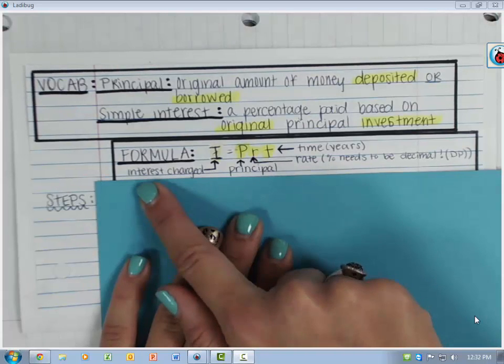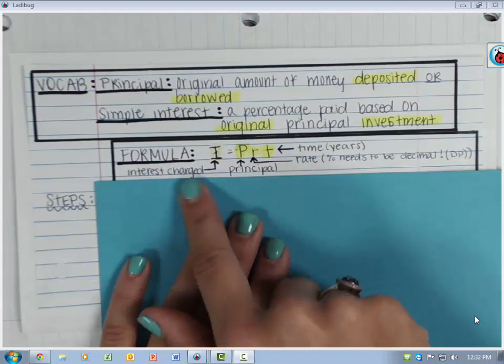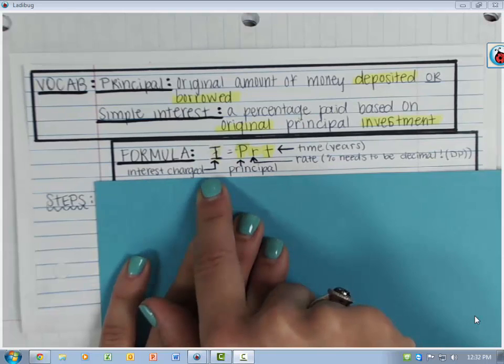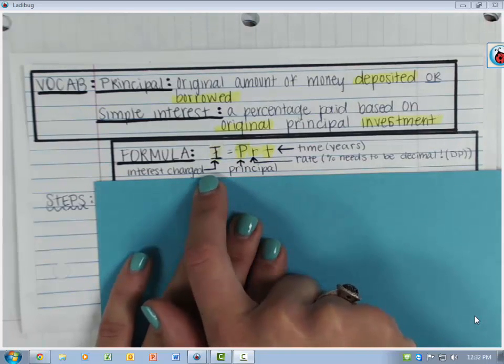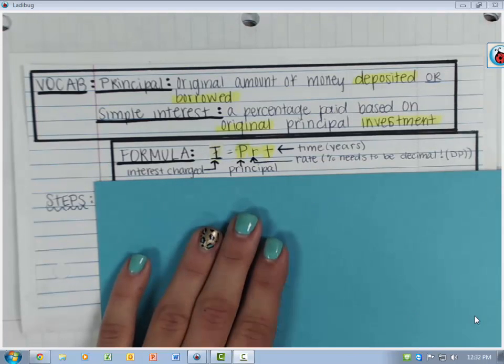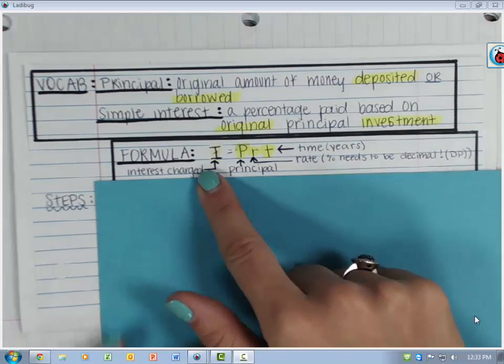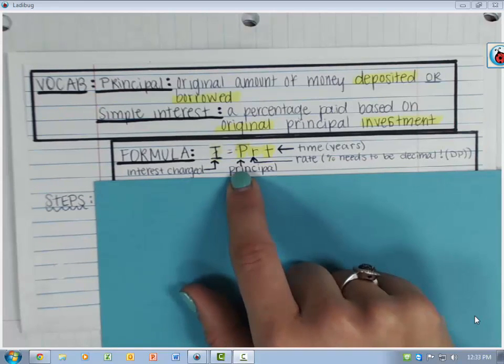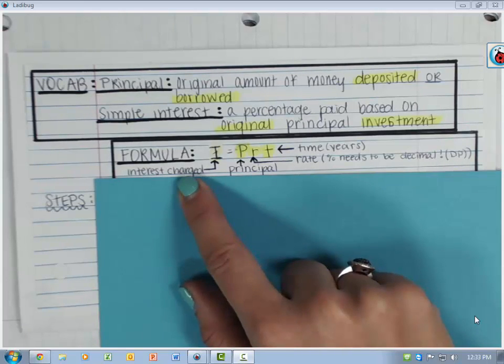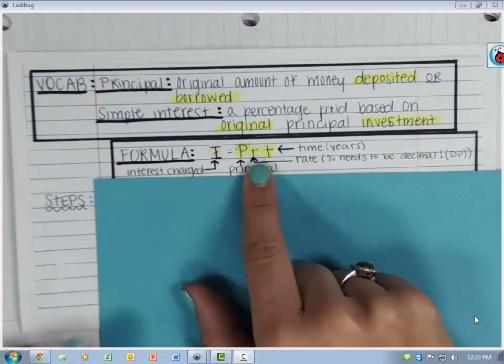I represents the interest charged. How much money are you going to have to pay for borrowing this amount? When you borrow money from a bank, they don't just give you money. They charge you an interest rate. They say, we'll give you this money, but we're going to charge you a little bit more because they're being so nice by letting you borrow the money. So that's what we're talking about. If we put in our principal, if we borrow money from the bank, they're going to charge us a little bit of money because they're being so nice. And they do that by using this formula.